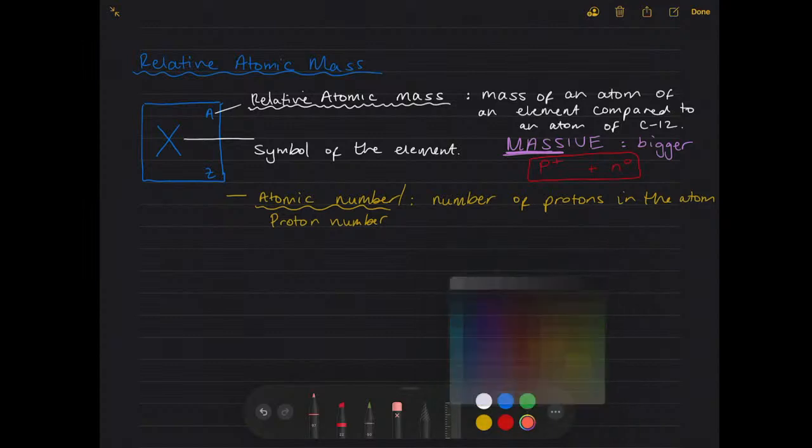And my last point here is only in a neutral atom, the one which has no charge overall, this number also equals the number of electrons.